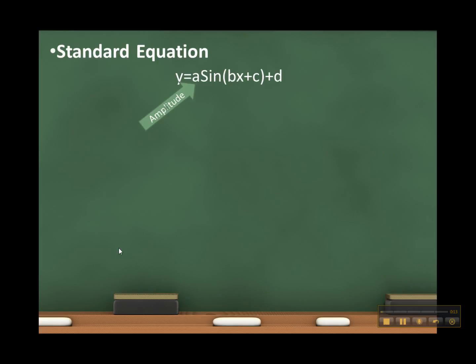The first number, A, would be the amplitude, so whatever number you have in front of cosine or sine is always your amplitude. The B is the number in front of the X, and that's going to be used to find the period. I'll show you step by step how to do each one of these. C is the horizontal shift, if it goes left or right. And the last one, if it's outside the parentheses, would be your vertical shift.